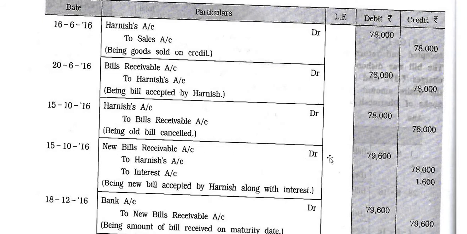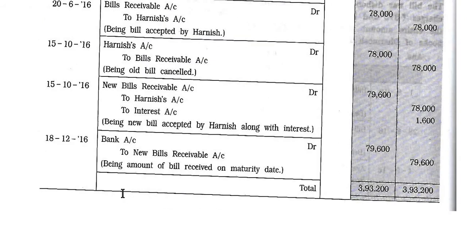15/10/2016. New bills receivable account debit 79,600 to Harnish account 78,000 and to interest account 1,600. Here interest of 1,600 is calculated because there is an accommodation of a new bill, and this new bill receivable account amount, with interest, is 79,600. That is 78,000 and 1,600. Being new bill accepted by Harnish along with interest.